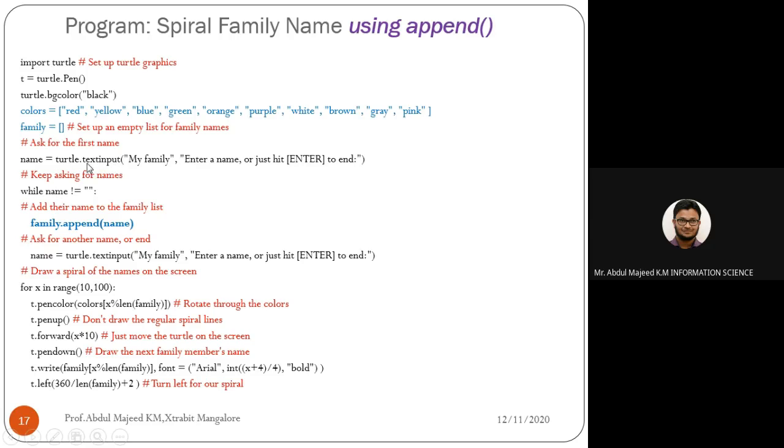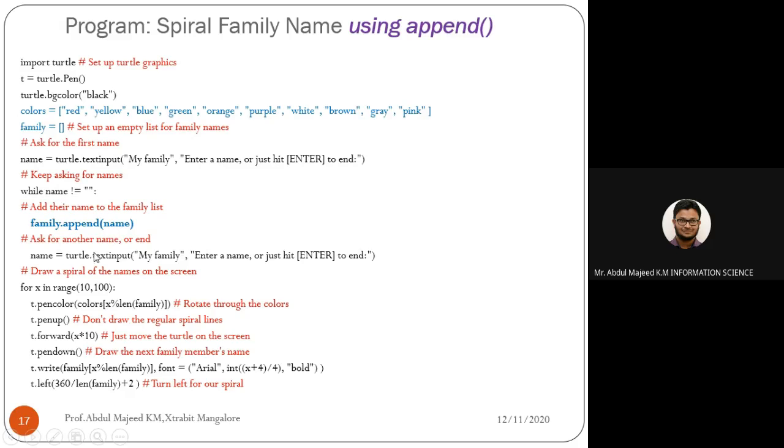We are using turtle.textinput to get the text input from the user. So the user will enter a family name. So we are sending the message, enter a name. So we can enter the names of our family members. So this will be repeated. If you enter the family name, the name will be appended at the end of family. Initially it is blank, now it will become one element.